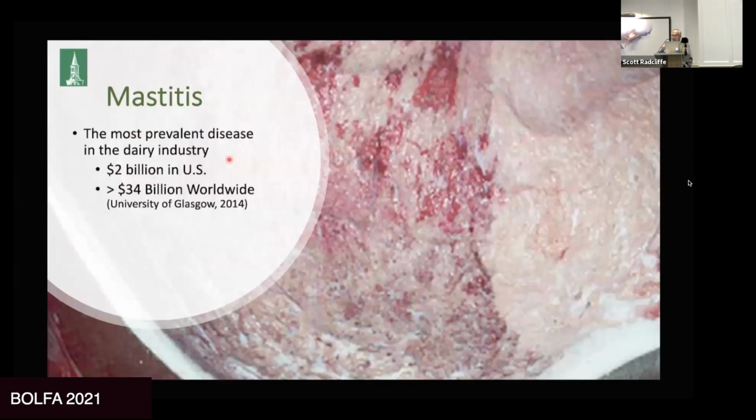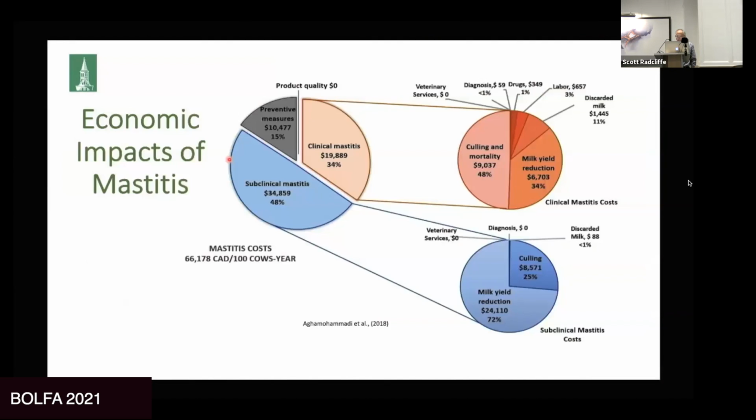And I do not need to say how mastitis has affected the dairy industry, but I want to emphasize this study from a Canadian group. It showed that in clinical mastitis, reduced milk production contributes 34% of the cost. However, in subclinical mastitis, which is about half of the cases in this study at least, 72% of the cost was due to reduced milk production. So my point is, reduced milk production is the major cost to the farmer.